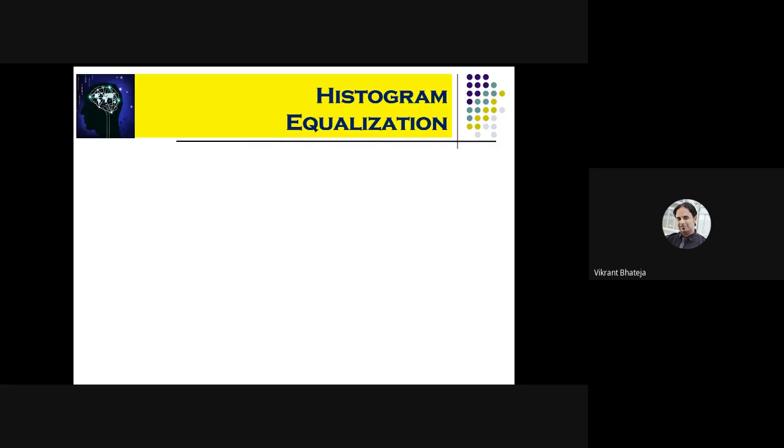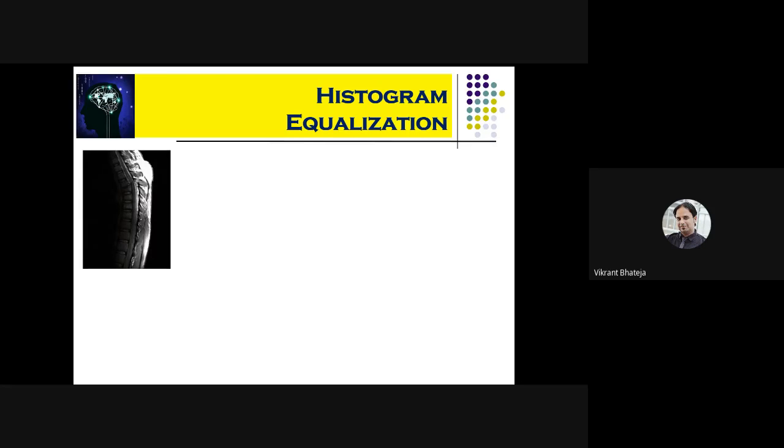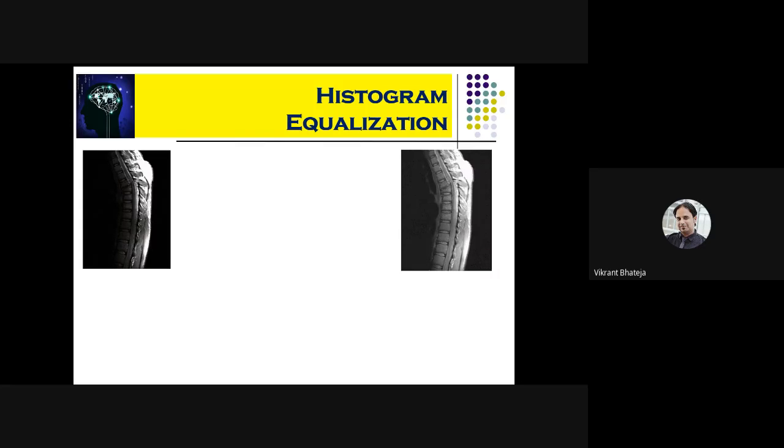Now, histogram equalization, as we know, suppose we have a medical image over here. Initially, you see that this particular image is darker in certain aspects, but once the histogram equalization is applied, it has become much brighter over here. So it is just a simple way to improve a dark image.